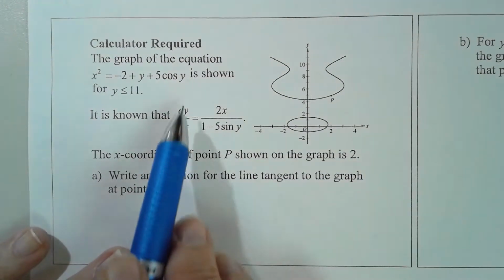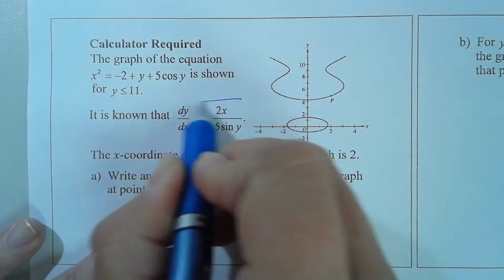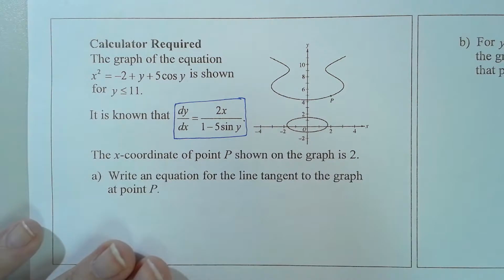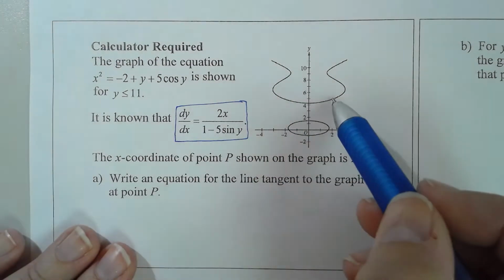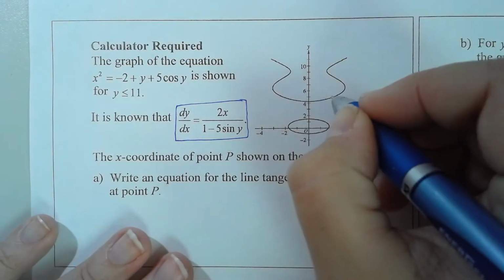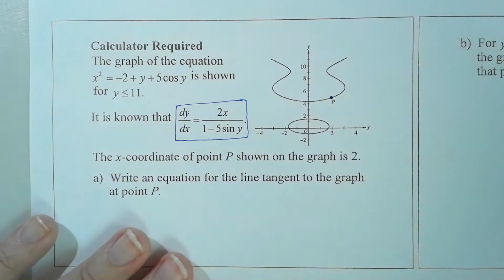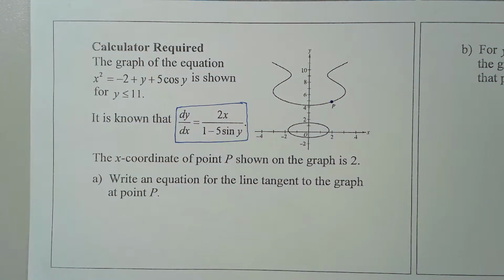It is also known that the derivative is equal to this. Ooh, well, that's nice. They gave us the derivative. The x-coordinate of point P shown on the graph is 2. So we know the x-coordinate here is 2. That's all we know so far. All right, so here we go. Part A says, write an equation for the line tangent to the graph at point P.